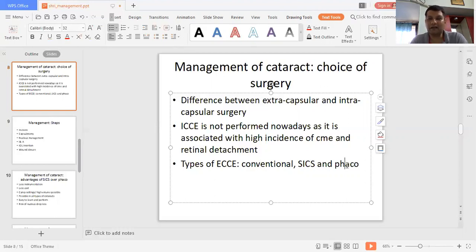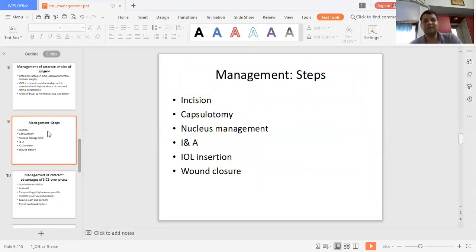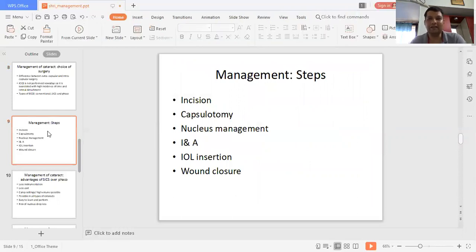Some steps are common to all these three types. So let us see that. These are the steps that will be there in each and every type of cataract surgery. We first have to make an incision, then we have to puncture the anterior capsule. We have to remove part of the anterior capsule, so we have to do capsulotomy. Then we have to somehow remove the nucleus. That is called nucleus management.